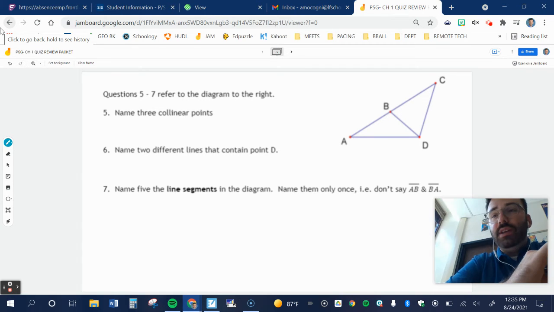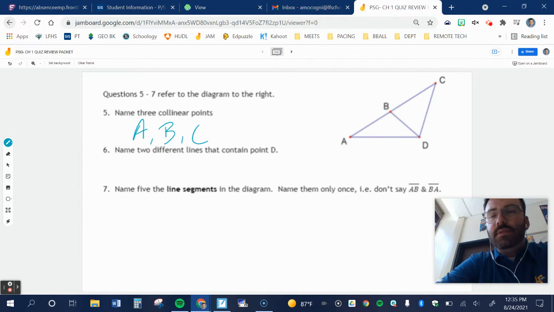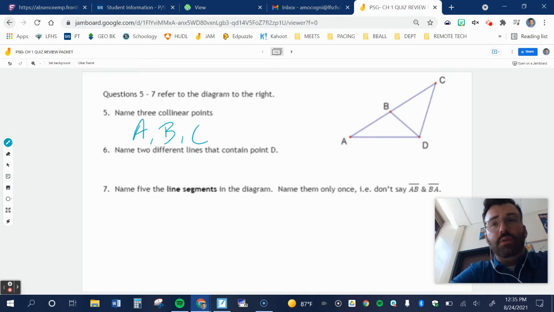Well, the only 3 collinear points are A, B, and C. Okay, those are the only 3 collinear points. I mean, A and D are collinear, but that's only 2. C and D are collinear, but that's only 2. All right. Name 2 different lines that contain point D.